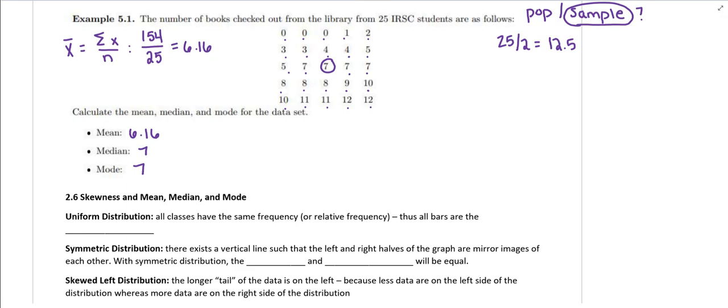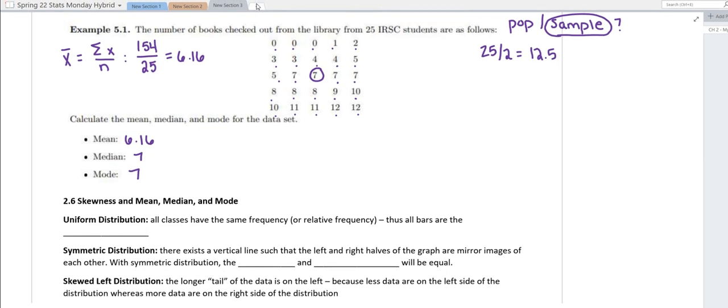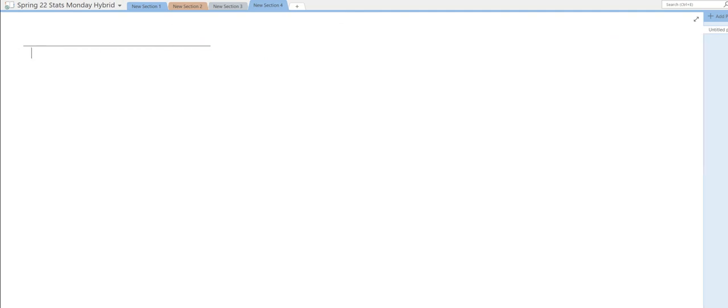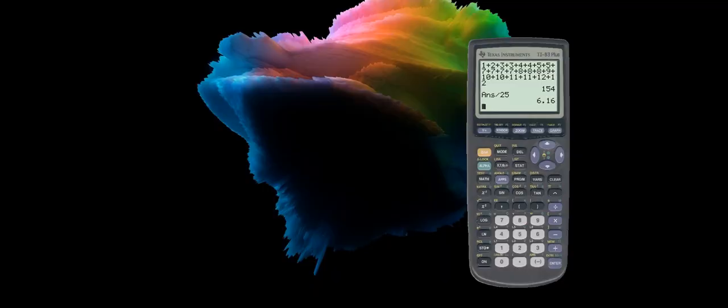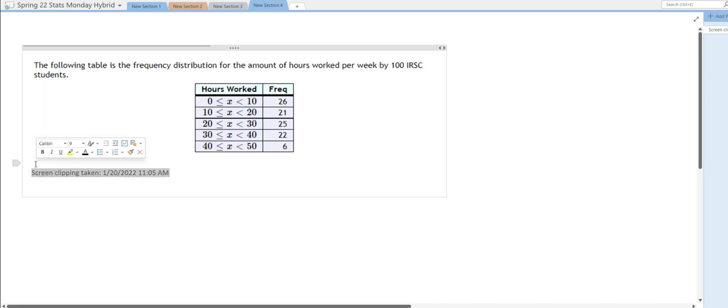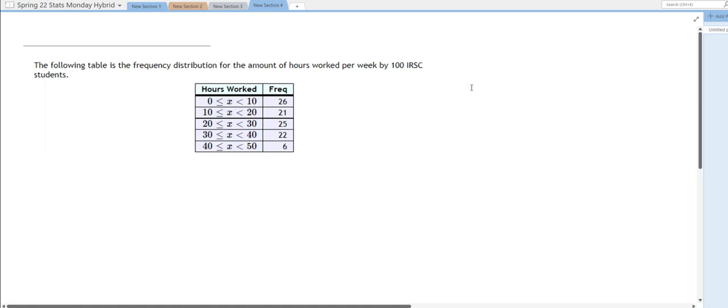Okay, now that is with ungrouped data. So I'm going to go ahead and pull an example with grouped data from your homework. Okay, so we're looking at this example here. The following table is a frequency distribution for the amount of hours worked per week by 100 IRSC students, and we want to find the mean for this data.